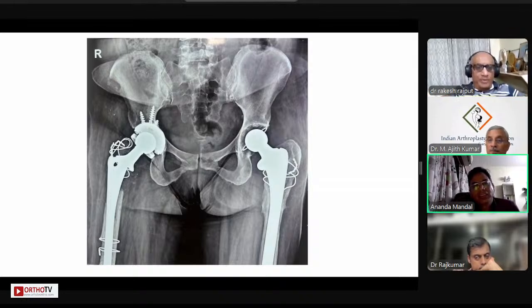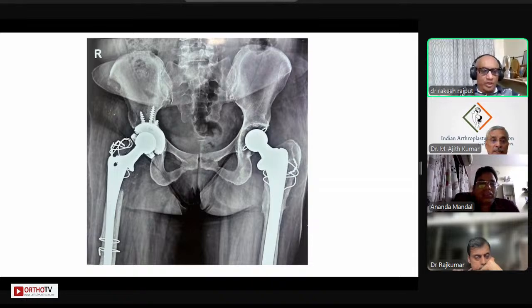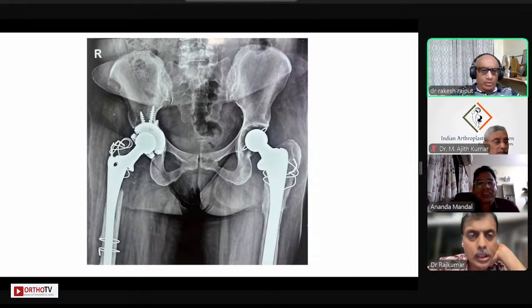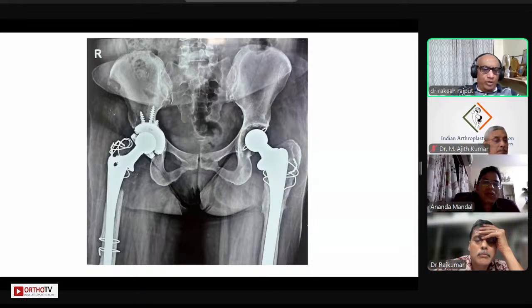So there are no abductors on this side, isn't it, Dr. Anand? Yeah, small pieces of bone with the abductors were there that I attached with the stem only, but they will not unite, so it will not work. Okay. And tell us the trick. What did you actually do the second time when you found that your stem was outside?